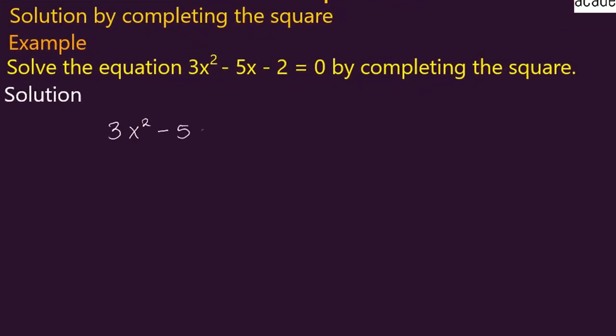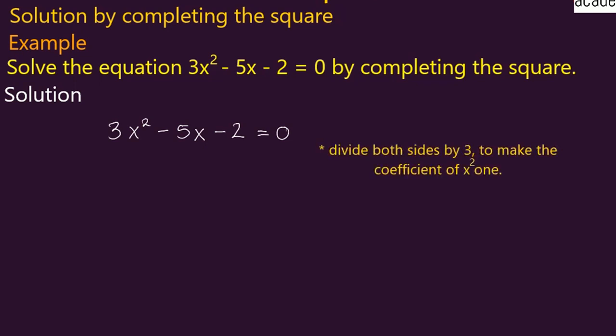We have the equation 3x squared minus 5x minus 2 equal to 0. If you look at this quadratic equation, you can see that it's different compared with the ones we were doing in the previous lesson, because the coefficient of x squared is not equal to 1 like we were used to. In this case, the coefficient of x squared is equal to 3. So our first task is to make the coefficient of x squared to be 1 by dividing both sides by 3.